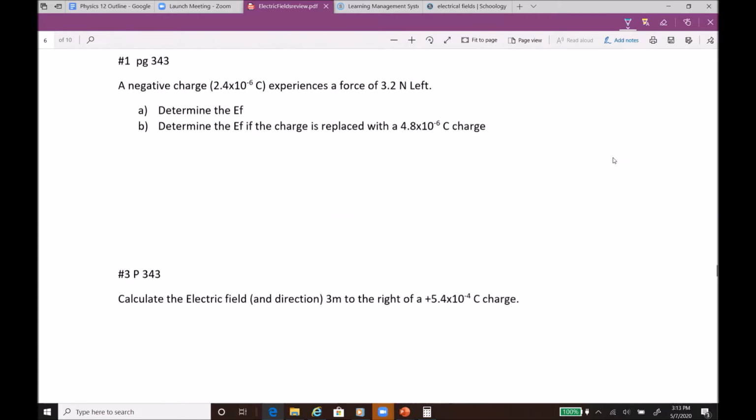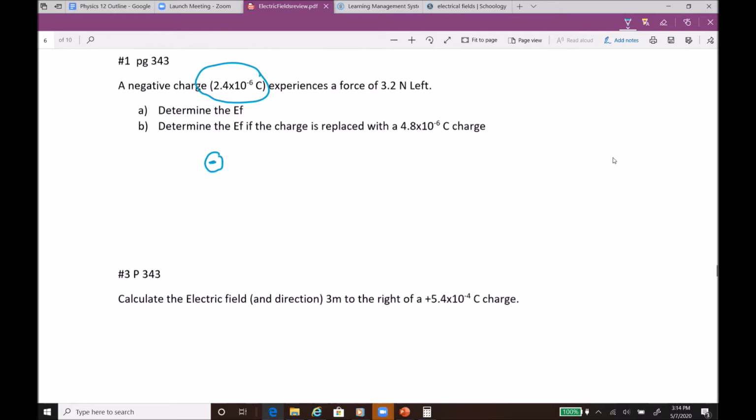So number 1 is you have an object that is negatively charged. You see the charge here, 2.4 times 10 to the negative 6 coulombs, and it's experiencing a force of 3.2 newtons to the left. So here's my object. We're going to draw it out. So here's my negatively charged object, and it has a charge of 2.4 times 10 to the negative 6 coulombs.